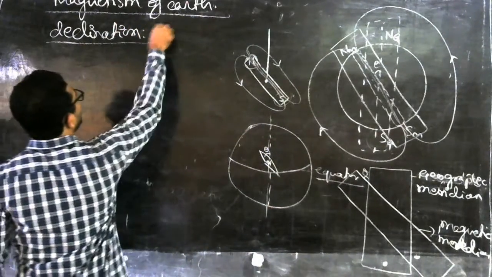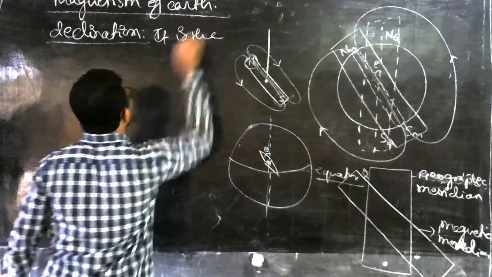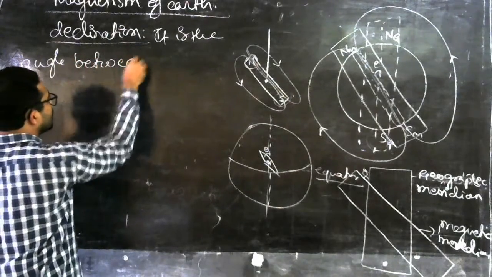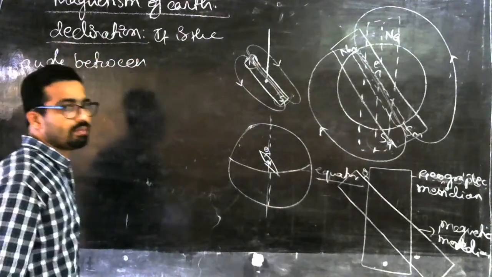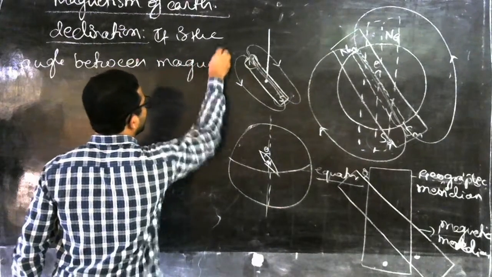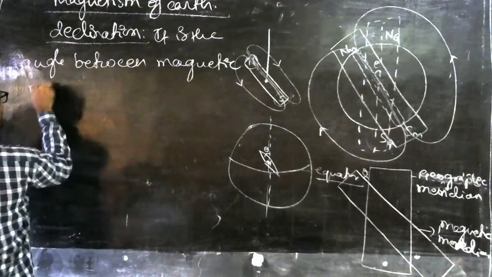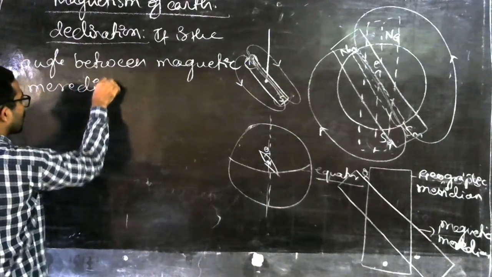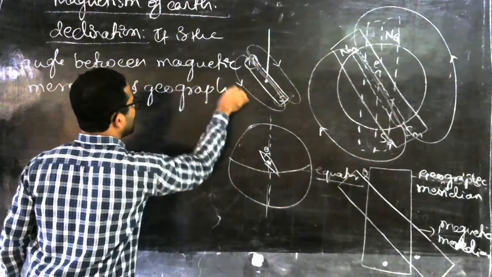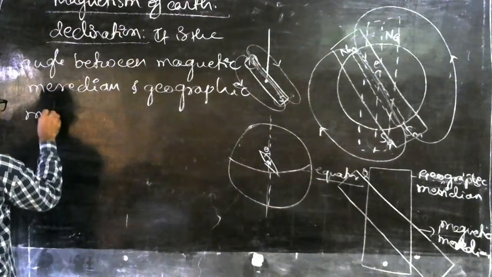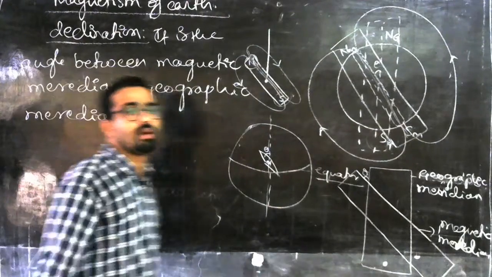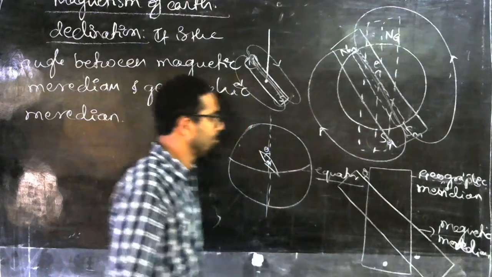So declination means it is the angle between the magnetic meridian and geographic meridian.